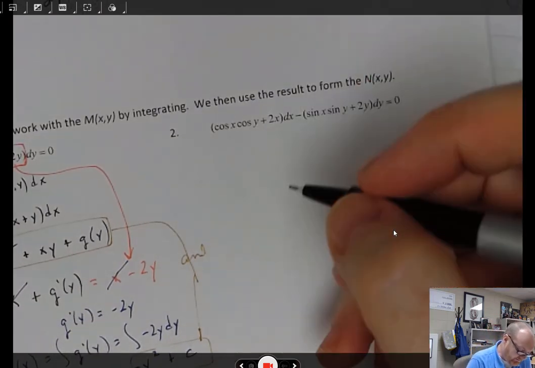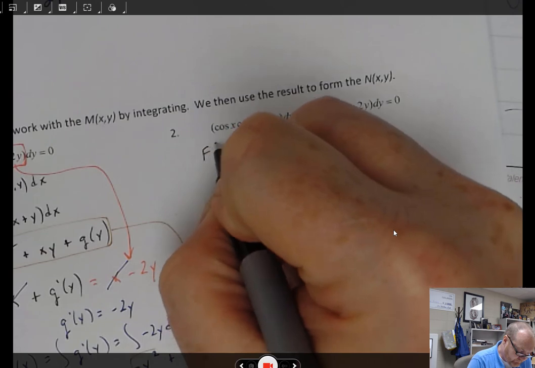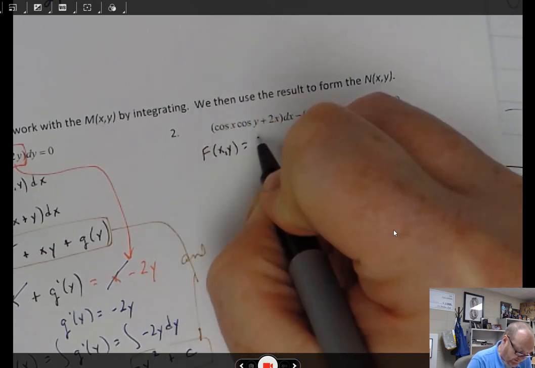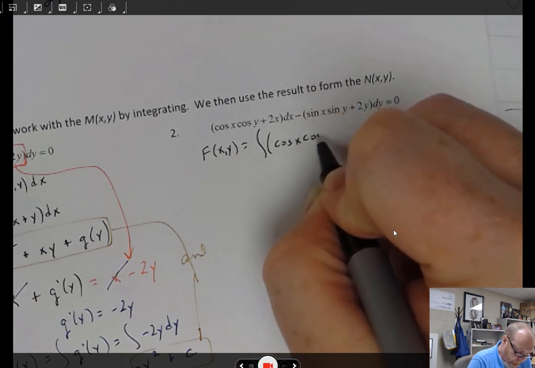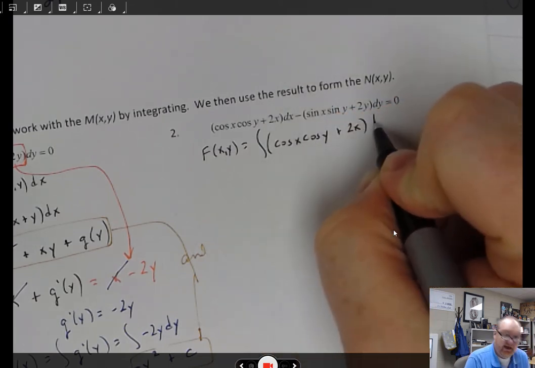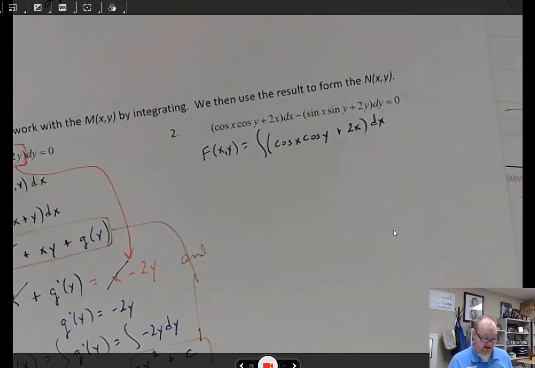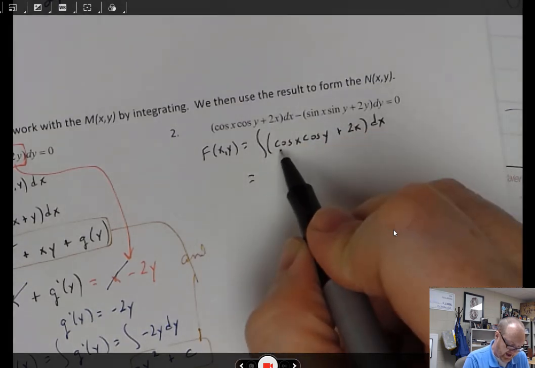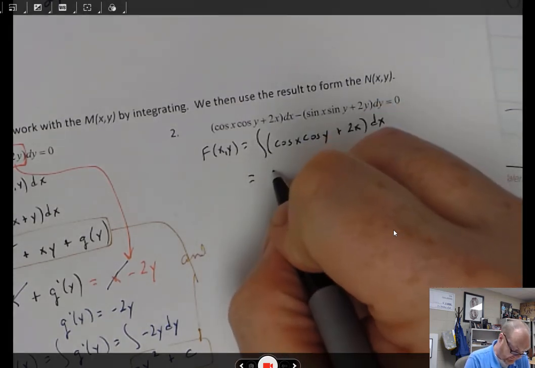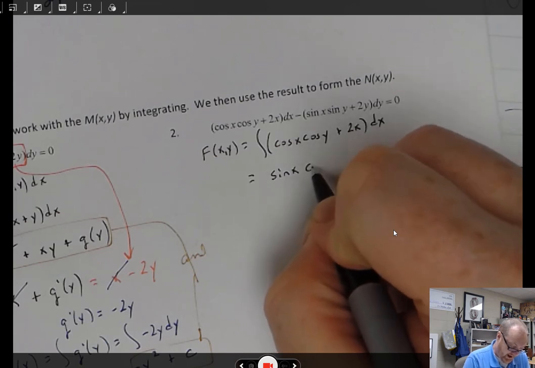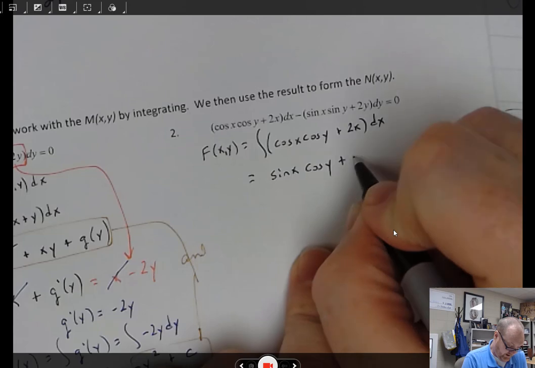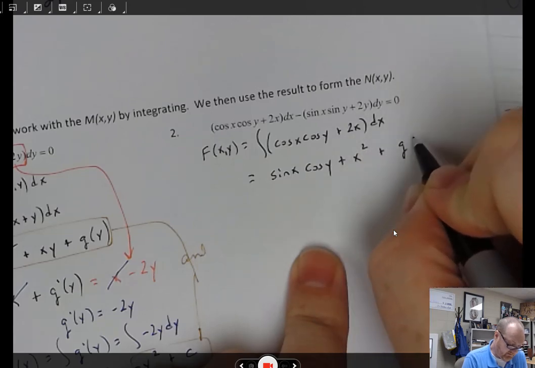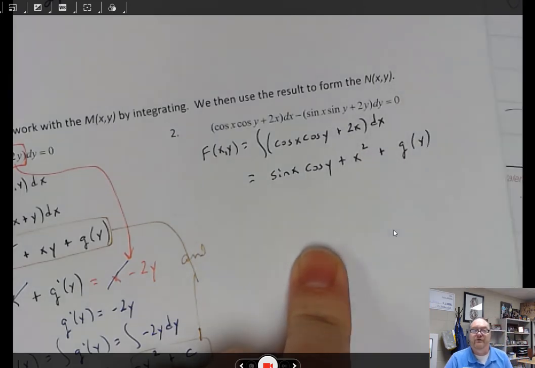So again, to start with, to find that f function, I'm going to integrate the m portion with respect to x. Anything with a y is a constant, we're integrating x's. So the integral of cosine x is sine x. Cosine y is a constant. And the integral of 2x is x squared, plus some g of y function that I'm going to create.